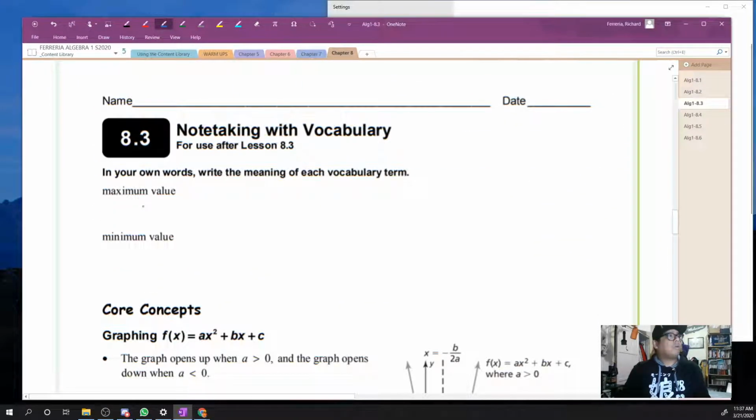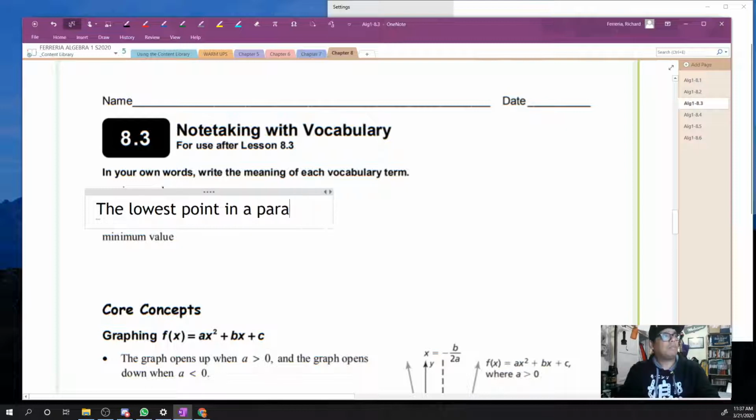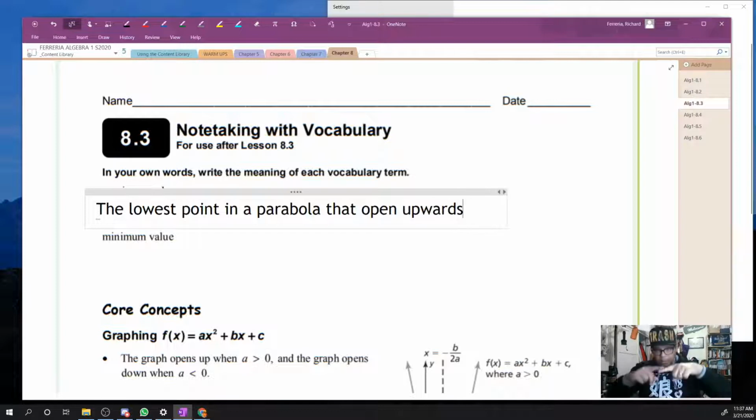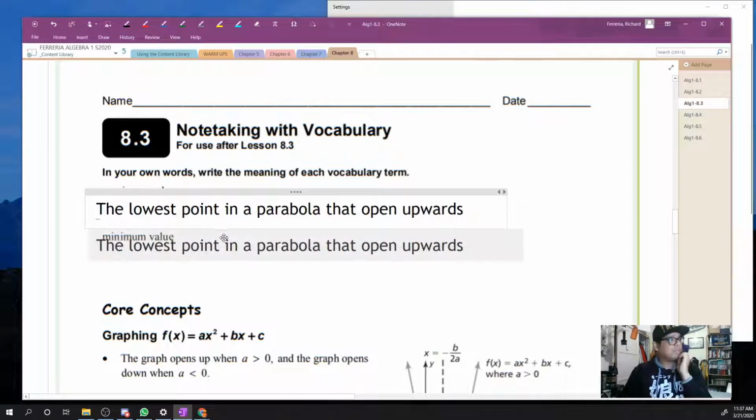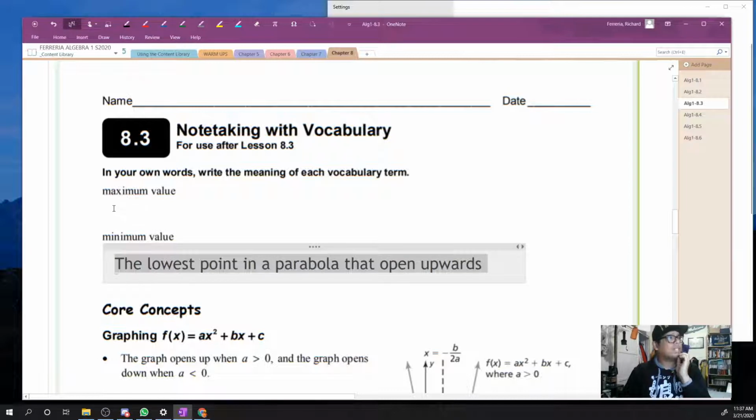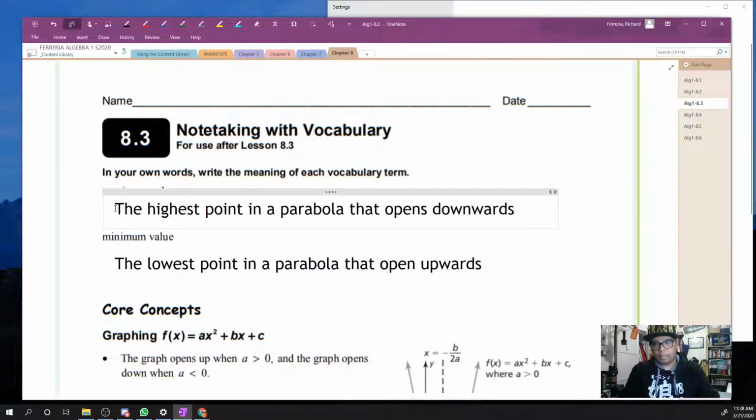Okay, so in our own words, what is the minimum value? The minimum value is the lowest point in a parabola that opens upwards. Opens upwards means it looks like a U. That's the minimum value. What is the maximum value? Well, the highest value is just the highest point in the parabola that opens downward.